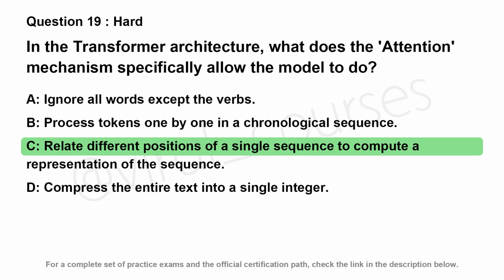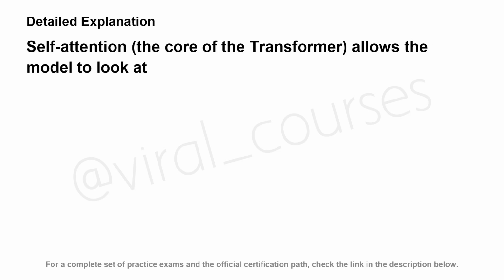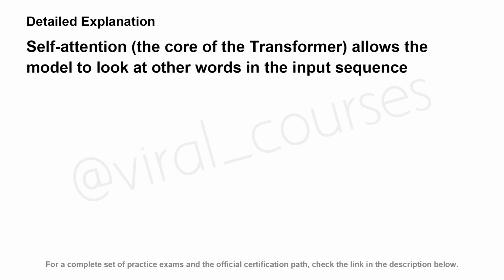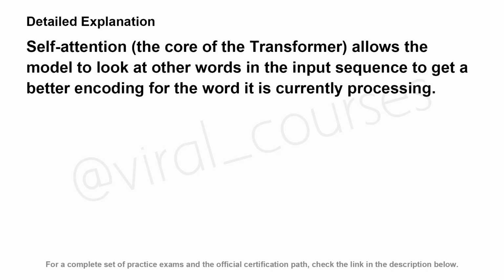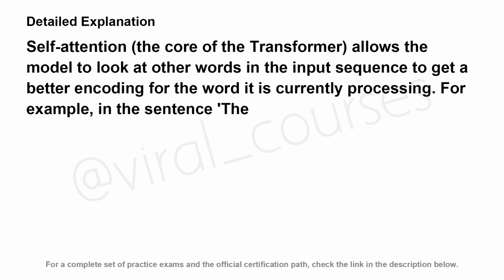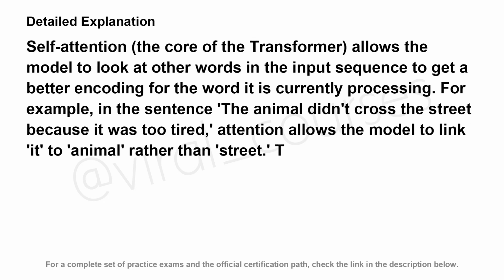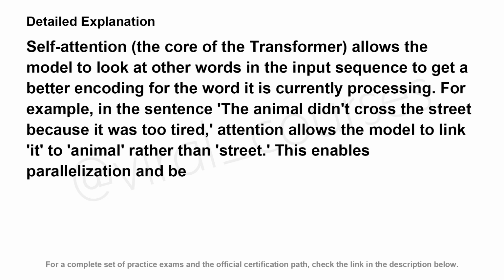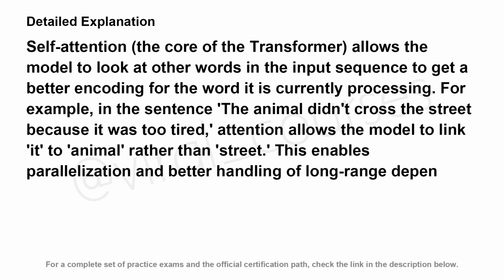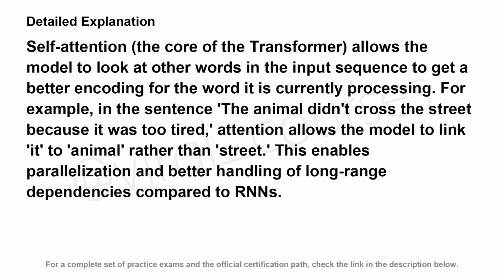The correct answer is C. Self-attention, the core of the transformer, allows the model to look at other words in the input sequence to get a better encoding for the word it is currently processing. For example, in the sentence "the animal didn't cross the street because it was too tired," attention allows the model to link "it" to "animal" rather than "street." This enables parallelization and better handling of long-range dependencies compared to RNNs.